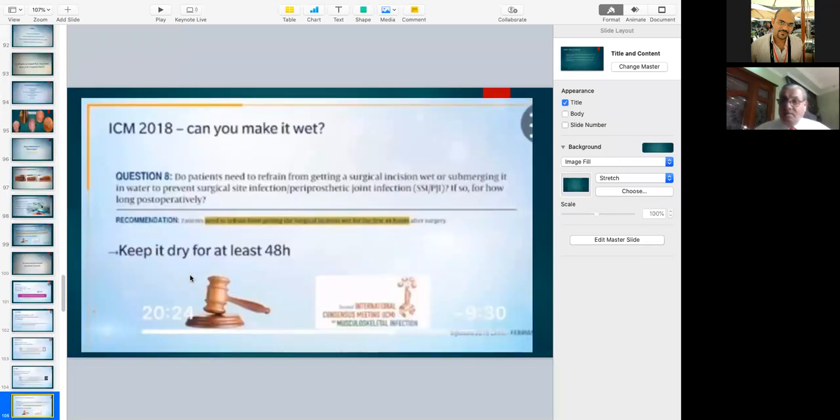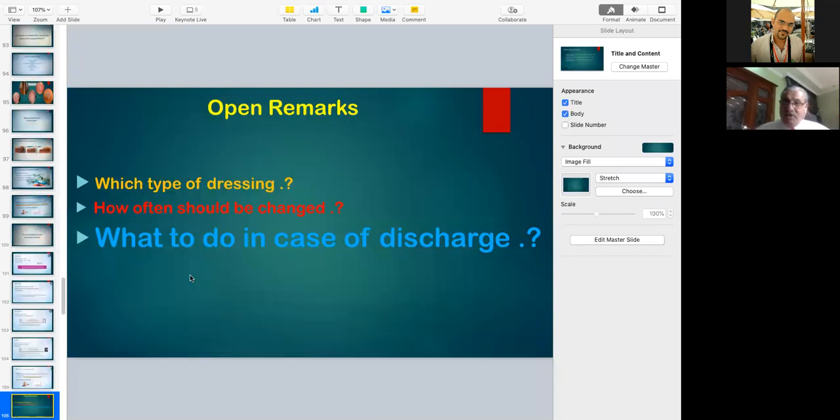In ICM, there is question 8. Do patients need to refrain from getting a surgical incision wet or submerging it in water to prevent surgical site infection, periprosthetic PJI? If so, for how long postoperatively? It is keep it dry for 48 hours and then you can shower. That's why for the first 48 hours, nothing is to be changed and no showering. After 48 hours, there is no difference whether you are showering or not regarding the rate of infection or SSI.